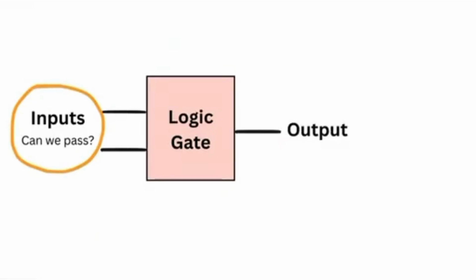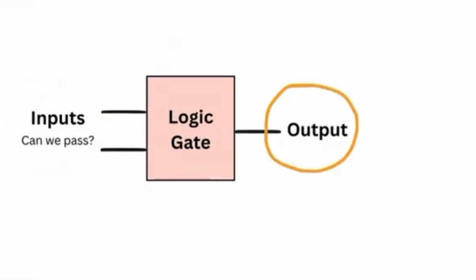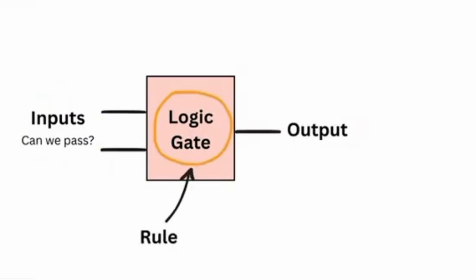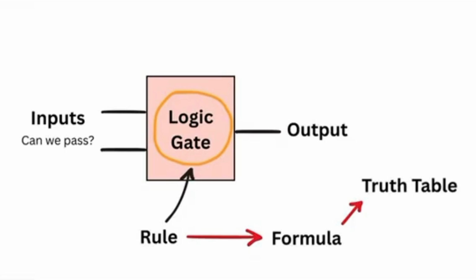It takes one or more input signals and gives one output signal based on a certain rule. That rule depends on the type of logic gate. We write that rule in the form of a formula, which is different for different gates. Using that formula, we can also create something called the truth table.